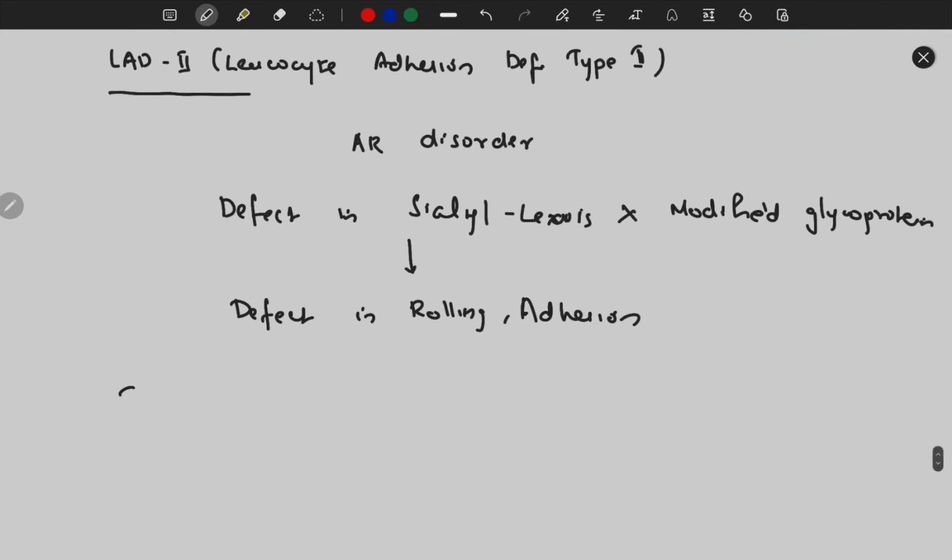Clinically the patient may present with increased risk of infection, because for the inflammation to happen, these steps are required: rolling, adhesion. If there is no inflammation, there is increased chance of infection. So the next cellular event is adhesion.